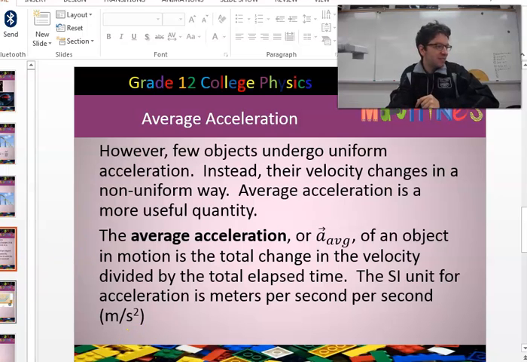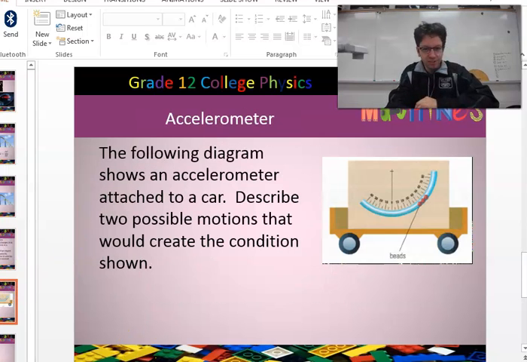Now there's lots of devices to measure acceleration, just like there are devices to measure distance, like a ruler, right? Or you can have lasers measure the distance between something. Or you can have echolocation, like radar. You can also have, for velocity, radar guns, right? For acceleration, we have something called accelerometers.